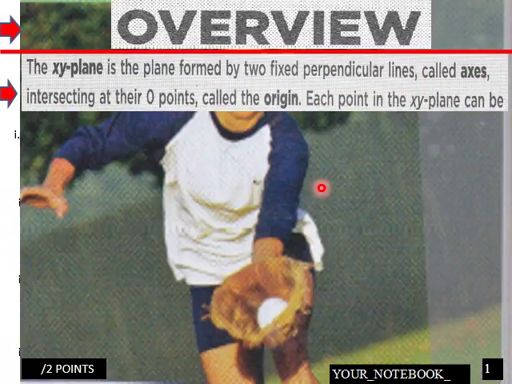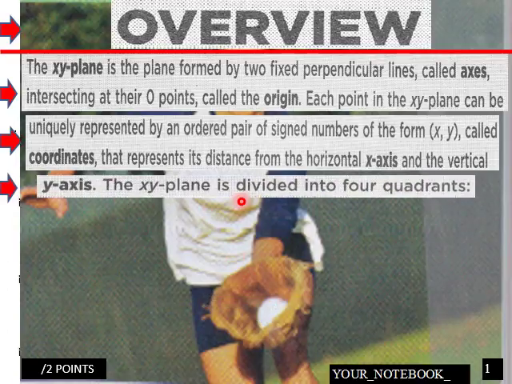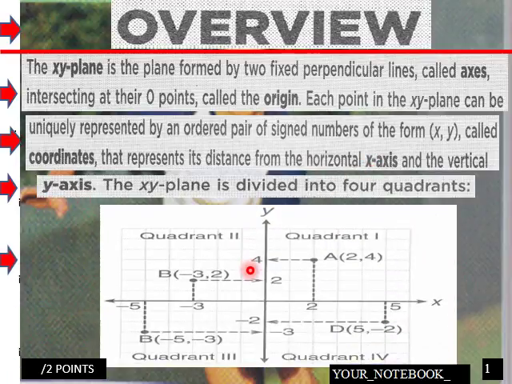Notebook page 1, overview of this section. The XY plane is formed by two fixed perpendicular lines called axes, intersecting at their 0 points called the origin. Each point in the XY plane can be uniquely represented by an ordered pair of signed numbers called coordinates. The horizontal is the x-axis, the vertical is the y-axis. The XY plane is divided into 4 quadrants: 1, 2, 3, and 4.